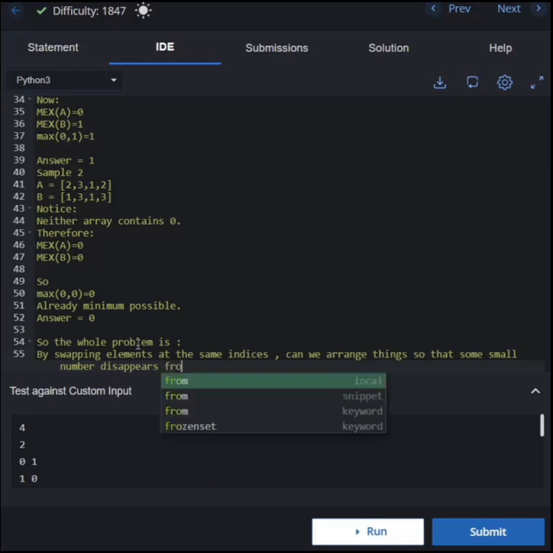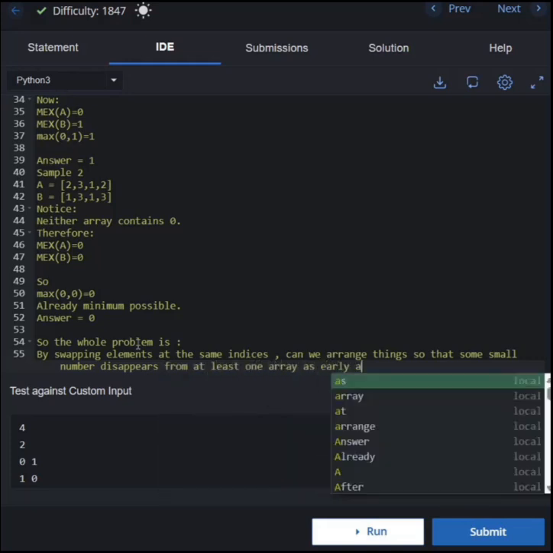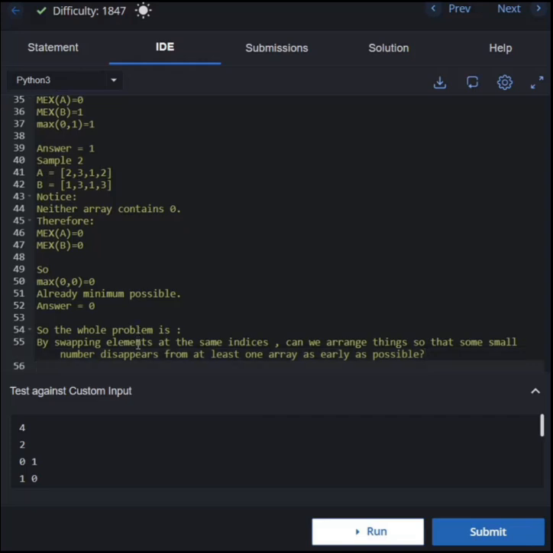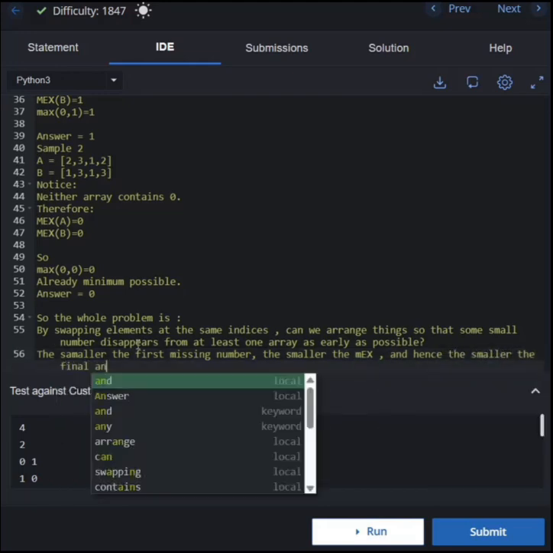So the whole problem is, by swapping elements at same indices, can we arrange things so that some small number disappears from at least one array as early as possible? The smaller the first missing number, the smaller the MEX, and hence the smaller the final answer. So let's start.